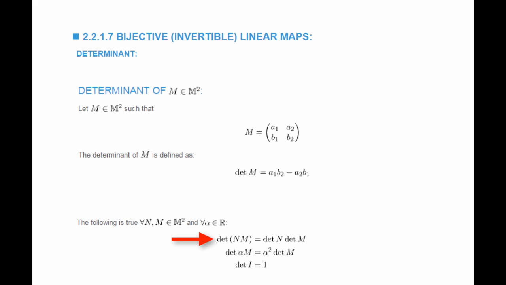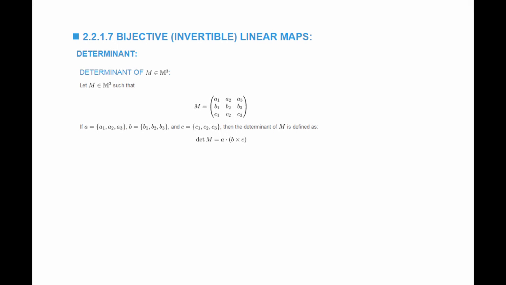Some properties, you can easily show them just using components. The determinant of NM is equal to the determinant of N multiplied by the determinant of M. If I multiply the matrix M by a number alpha, it's equal to alpha squared times the determinant of M, and the determinant of I is equal to 1, where I is the identity matrix.